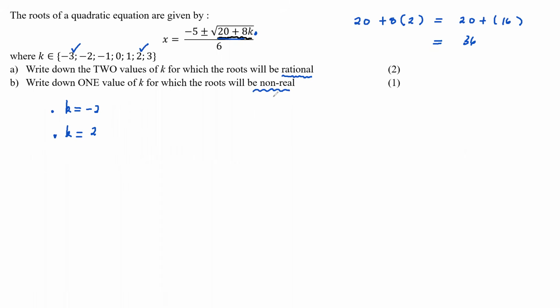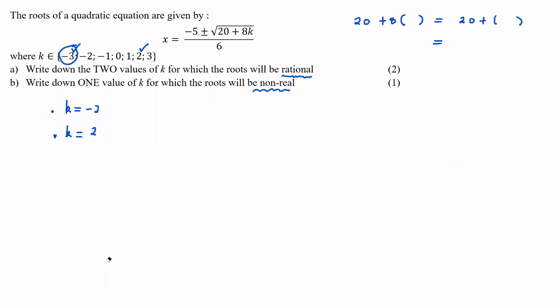Non-real, what does it mean? The discriminant is less than 0. The discriminant is negative; what is underneath the square root sign should be negative. And so which value of k gives me that situation? It's -3.